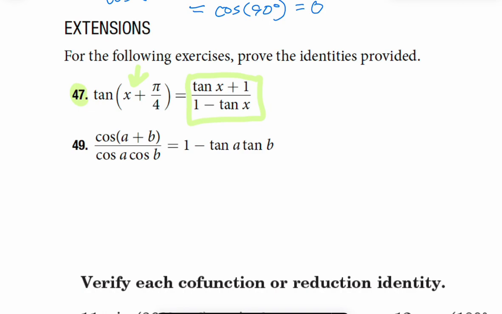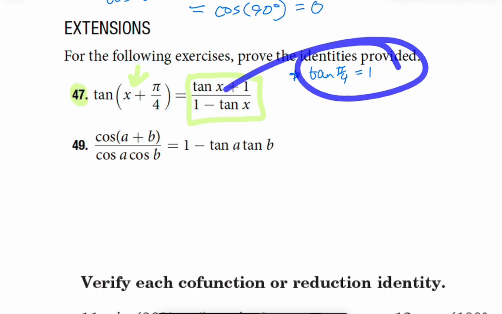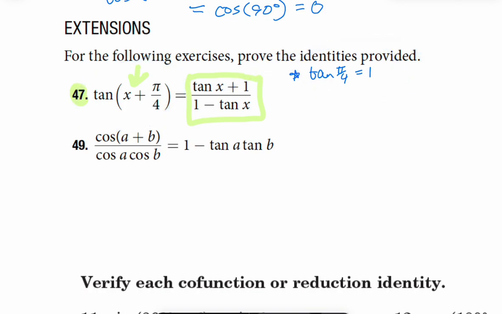Keep in mind, my little hint to you is that the tangent of pi over 4 is square root of 2 over 2 divided by square root of 2 over 2, or 1. If you apply the correct formula on the board to the sum you see here, keeping in mind that the tangent of pi over 4 is 1, you'll get the identity that you wanted. What I would like to do with you now is problem number 49.